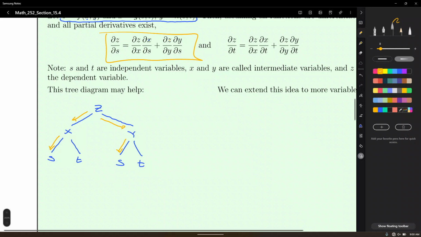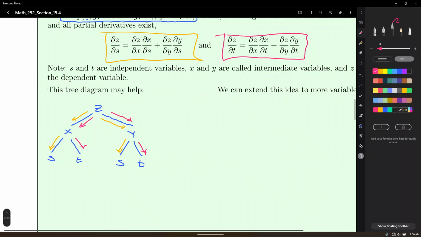Now let's have a look at the other partial derivative of the other chain rule expression. To go from z to t, let's consider all the branches that take us from the dependent variable z all the way to t. There are two possibilities here. That is from z to x and from x to t, which explains the first term right here: partial of z with respect to x times partial of x with respect to t. And lastly, we consider z with respect to y and y with respect to t, which explains this last term.